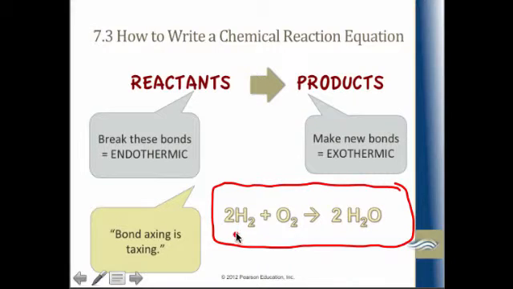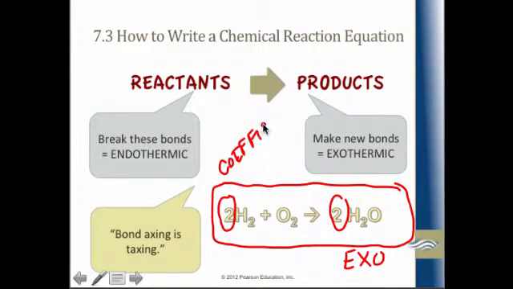Our reactants are hydrogen gas and oxygen gas, and our product is liquid water. We know this is rocket fuel, so it must be very exothermic. We get a lot more energy back as the products form than it costs us to break apart these two molecules. But I want to note something else about this reaction equation, and that is that these 2's showed up. And this is what we're going to be gaining practice with in this video.